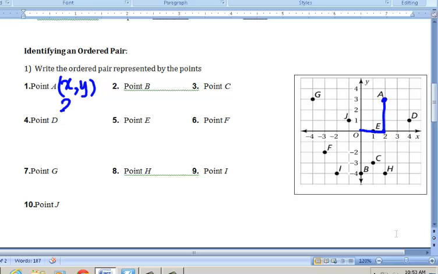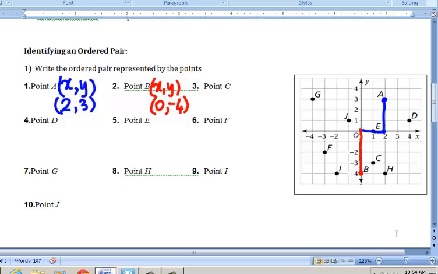So the x is 2 and the y is 3 for point A. Let's take a look at point B. Point B is way down here. I did not go any on the x-axis, but I went down on the y-axis up to -4. So the x in this case was 0 because I didn't move any on the x. I just moved on the y, and I went 4 steps down, which is given by -4.